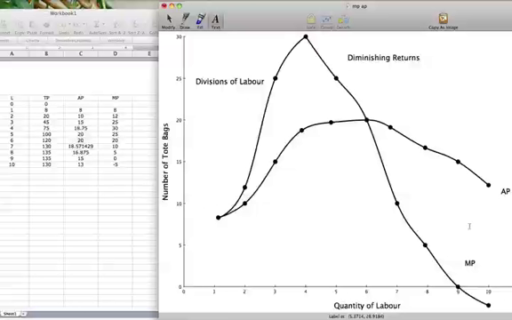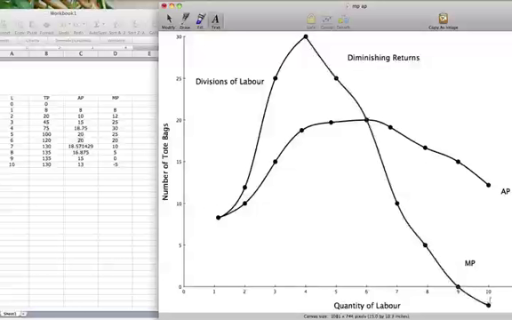Now our total product continues to increase, and we can see that here on the table and on our previous graph. So even though total product continues to increase, we do have a decreasing marginal product. Each additional worker is making some goods, but it's less than the previous worker.